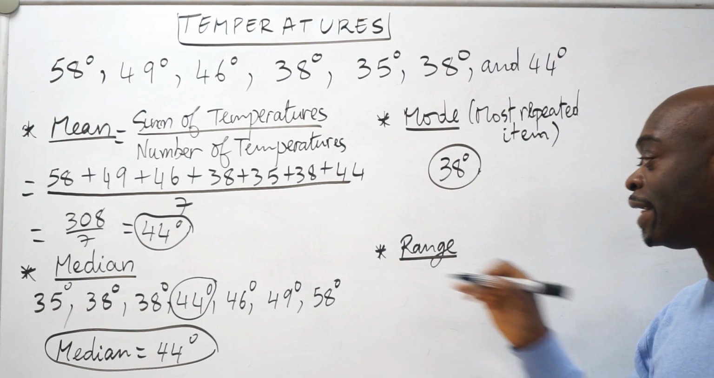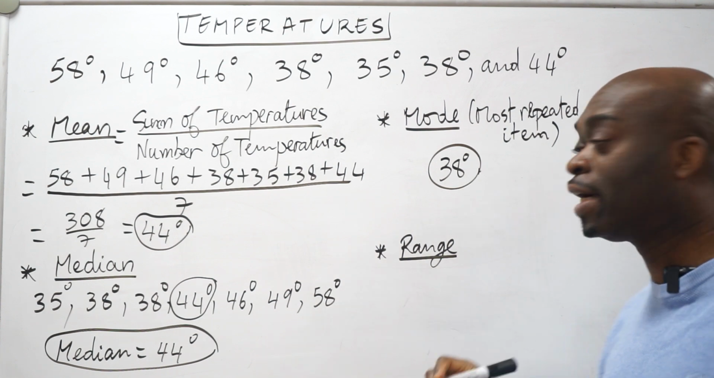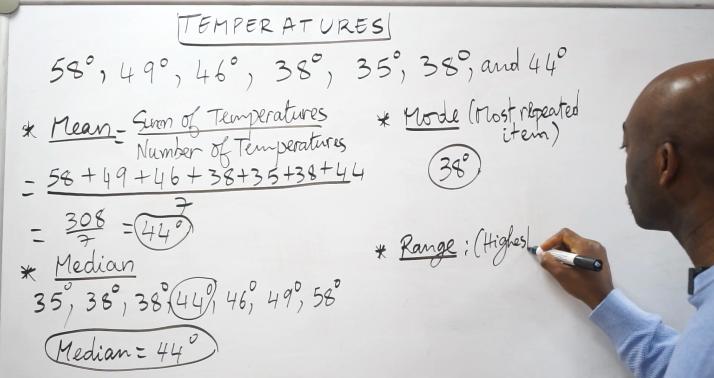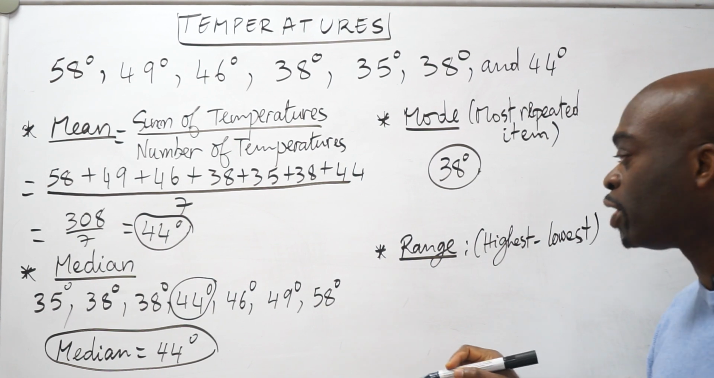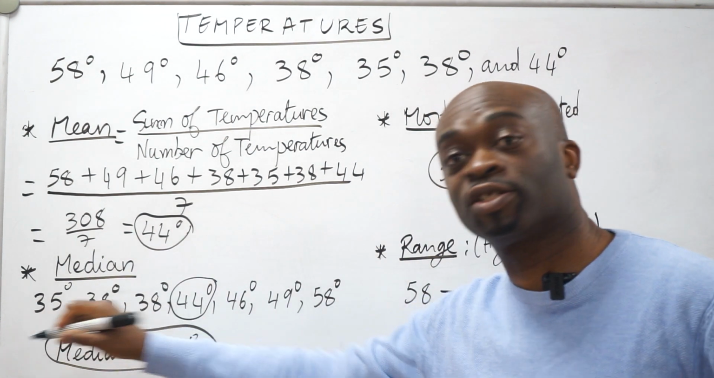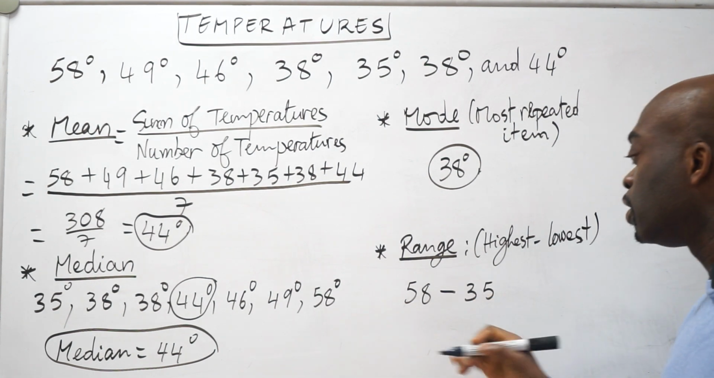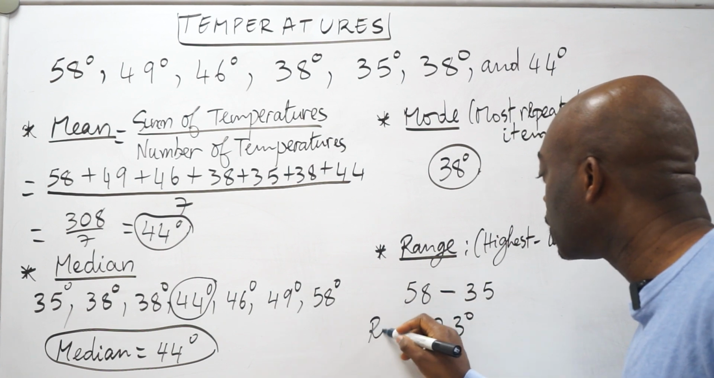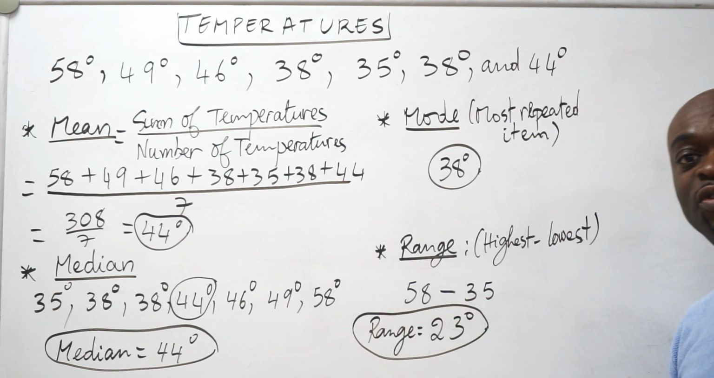All right, and then last but not least, we have to deal with the range. The range is just the highest number minus the lowest number. In our case, which one is the highest number? 58. Minus which one is the lowest one? 35. So you subtract the two of them. 58 minus 35 is going to give you what? 23 degrees. So your range is equal to 23 degrees.